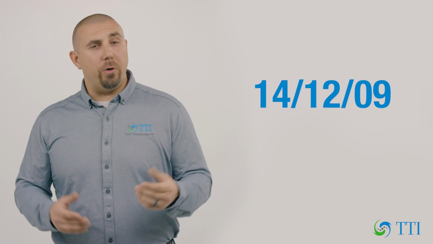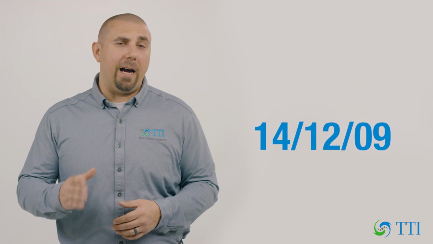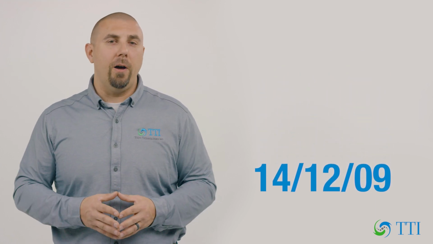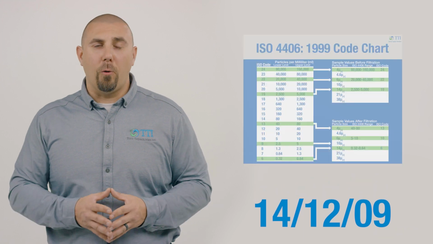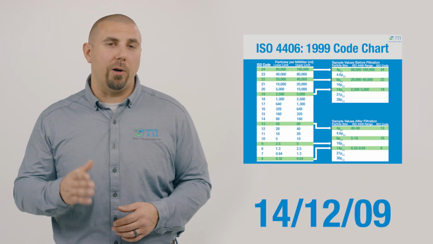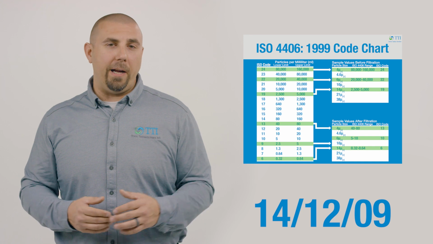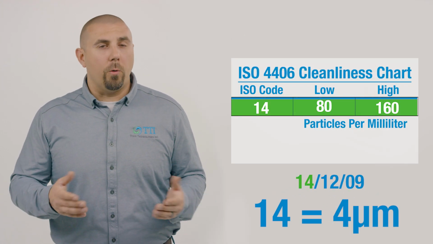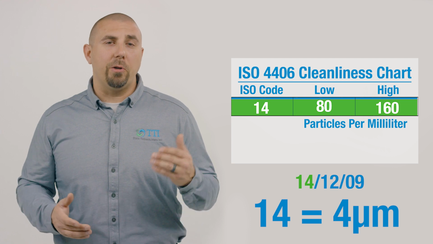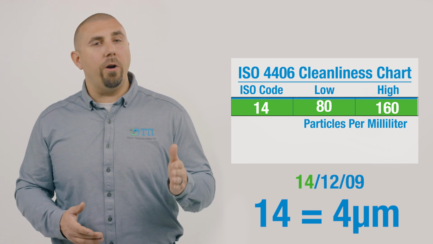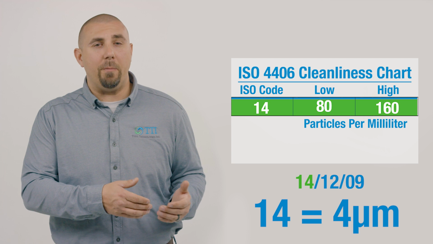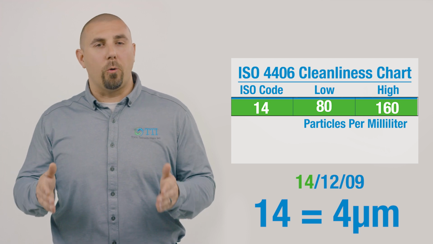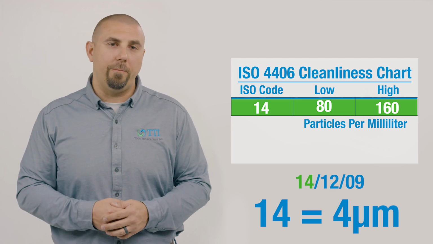Using an ISO code of 14129, which happens to be the TTI recommended ISO code for most servo valves, along with the standard ISO 4406 cleanliness chart, we can begin to decipher our reading. Starting from left to right, 14 represents the 4 micron channel and would indicate a particulate amount between 80 and 160 particles of contamination at the 4 micron size or larger per milliliter of fluid.